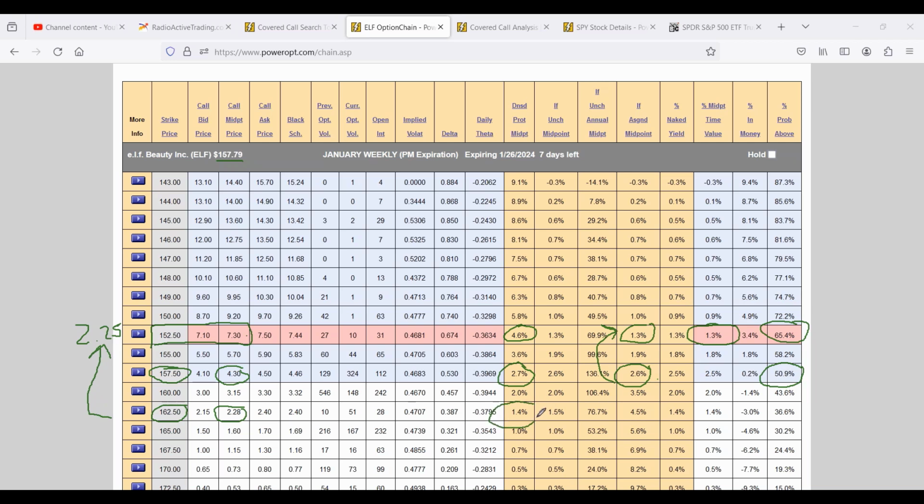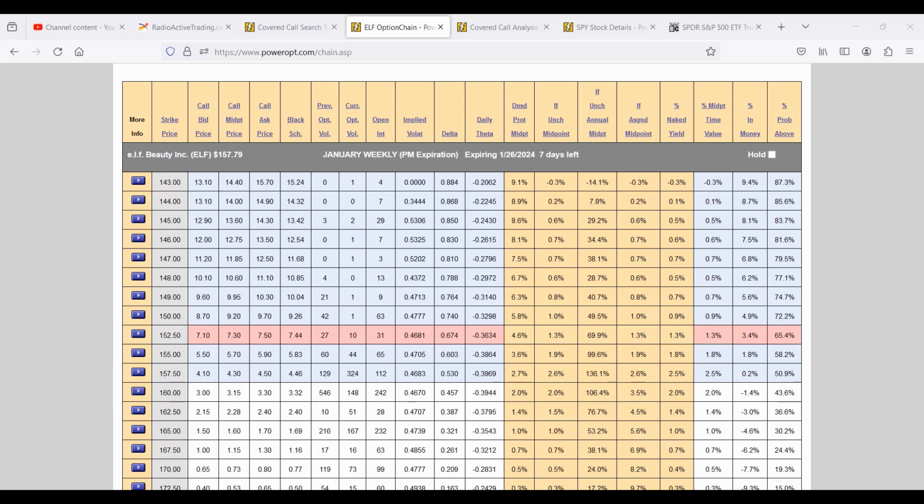So what do we have here? Only a 1.4% downside protection before we get to break even, with a potential 4.5% return if assigned. If the stock is trading above 162.50, we get that extra 5 points almost, $4.70 of appreciation to 162.50, plus the 2.28, but there's only a 36.6% chance that I'm going to make that max return in the next 7 days. What do you see here?